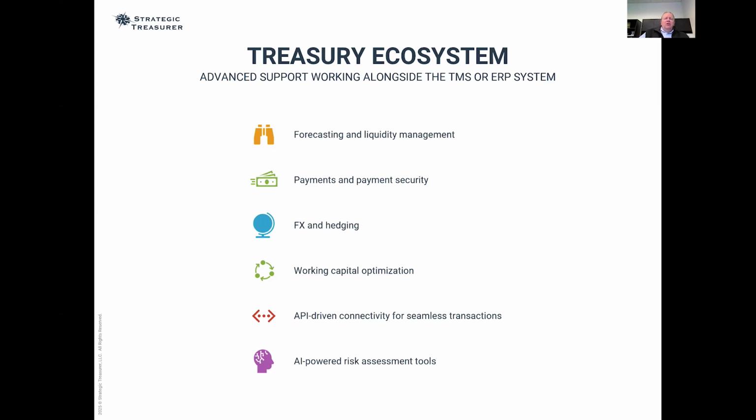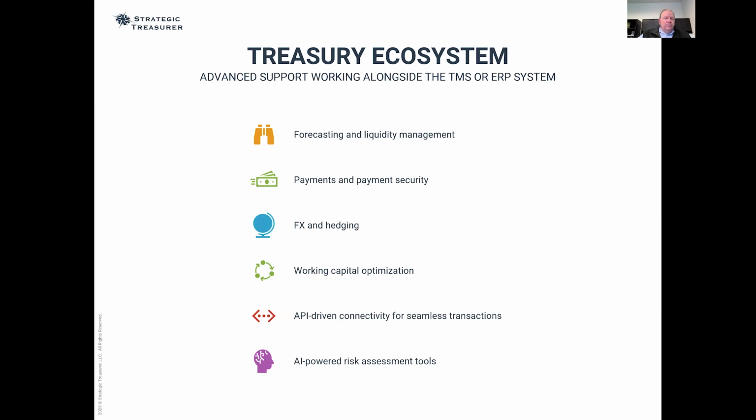So what rolls into here? We have things like forecasting, liquidity management that may be separate from a TMS. Could be a liquidity tool, a planning tool, a forecasting tool. Payments and payment security certainly fall into this category as well, as Treasury is the superintendent of payments. That doesn't mean every payment goes through the TMS or through Treasury, but they're responsible for that. So payments and payment security, whether it's in the payment hub or whether it's a specialized validation tool or security tool, those all fit into this arrangement.